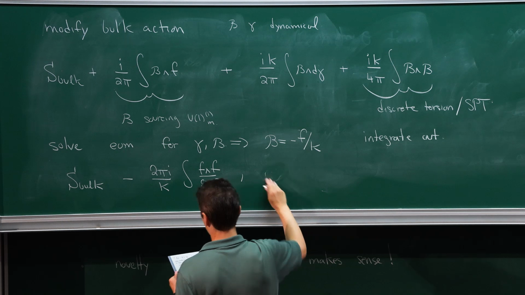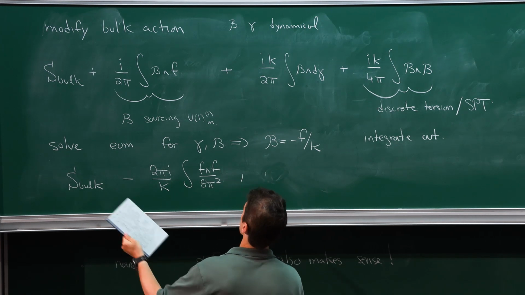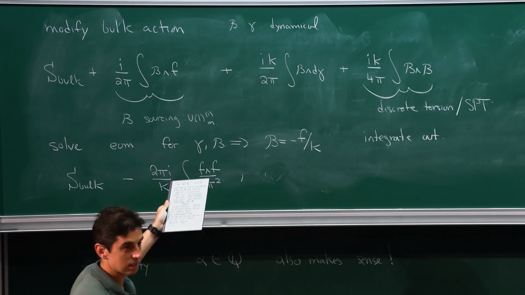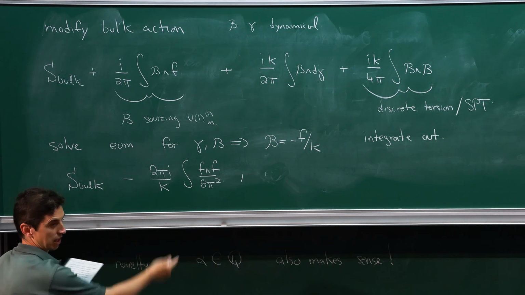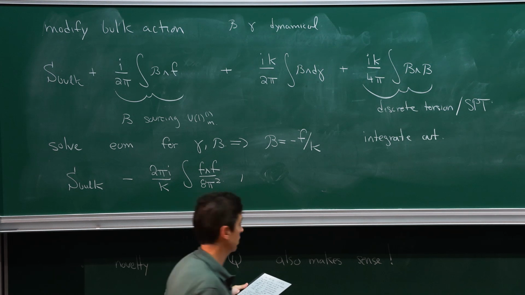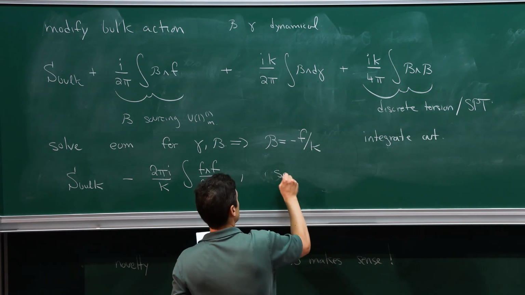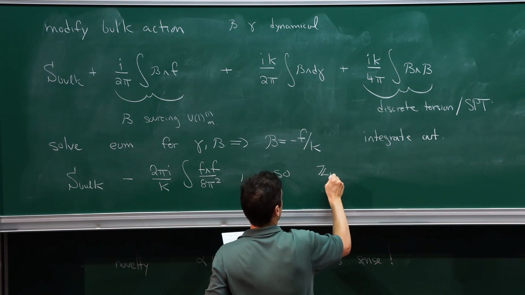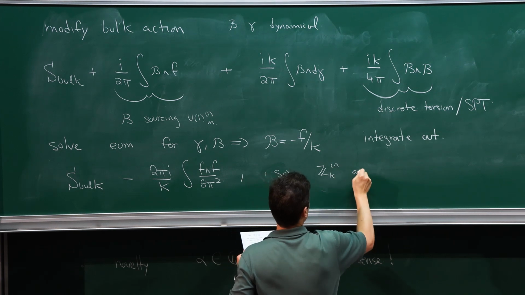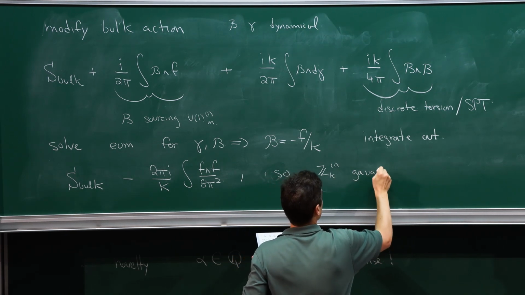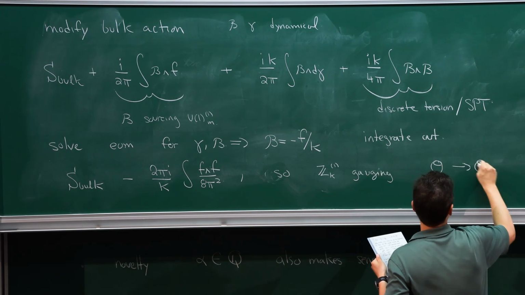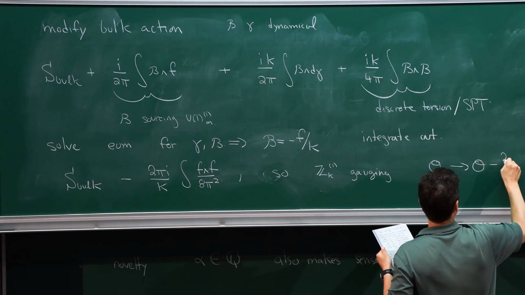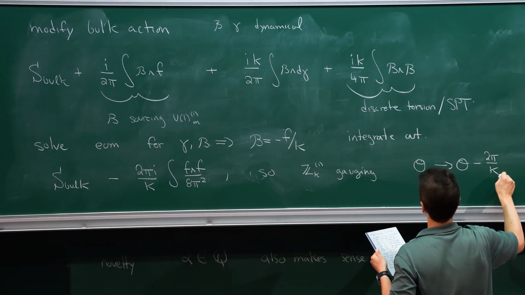So what happened here is that the effect of doing this Z_k one-form symmetry gauging was to change the theta angle. Variations on a theme here. So this Z_k one-form gauging sent theta to theta minus 2 pi over k.